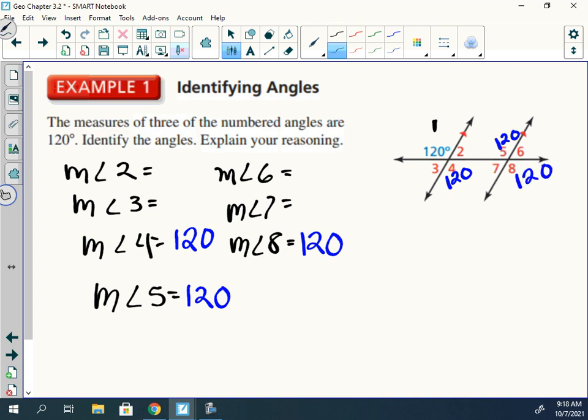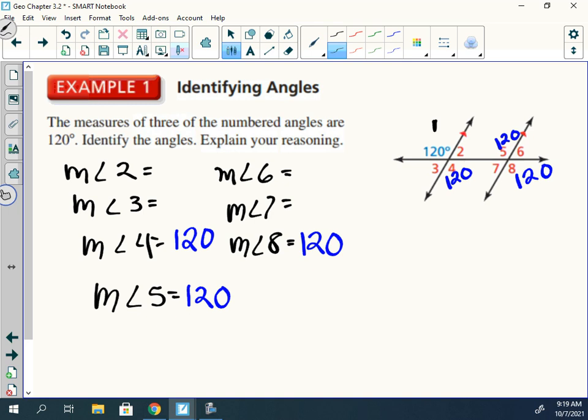Now we could say for angle 8, well, 5 and 8 are vertical angles, so they would have the same measure. But we could also say that 4 and 8 are corresponding angles, so they would be congruent because we have parallel lines. Well, what about 1 and 8? What are they? Alternate exterior angles. And since we have 2 parallel lines, the alternate exterior angles are congruent. So there's multiple ways we can look at these 4 angles that are 120, but any way we look at them, they're all going to be the same.